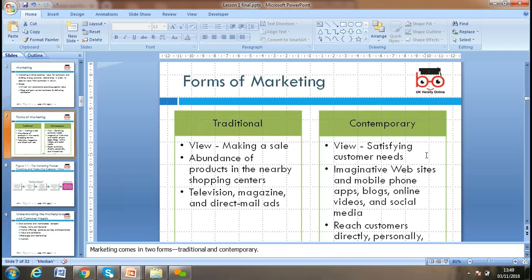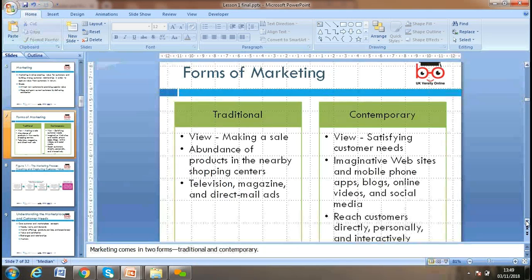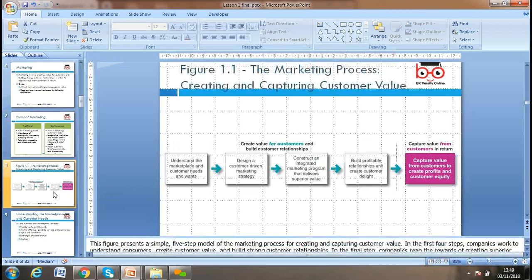Next we are looking at the forms of marketing. Traditional marketing views marketing as a sale: an abundance of products in the nearby shopping center, television, magazine, and direct mail ads. So that's traditional marketing. It comes in two forms, traditional and contemporary. Now marketing is viewed as satisfying the customer's need: imaginative websites, mobile phone apps, and all the social media, reaching the customer directly, personally, and interactively. So all this is what marketing is about now.